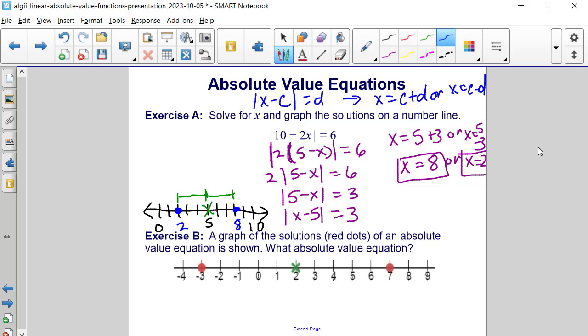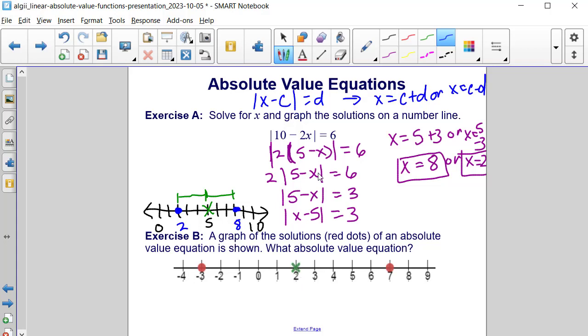Now let's look at exercise B. A graph of solutions, the red dots, of an absolute value equation is shown. What absolute value equation is it? So our solutions are negative 3 and positive 7.